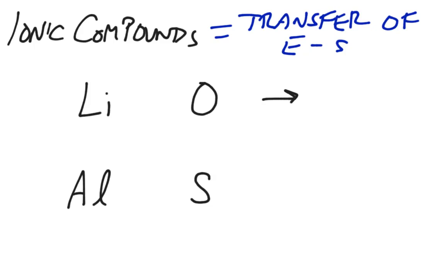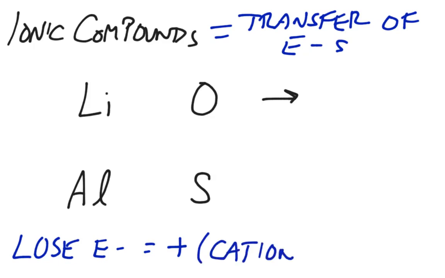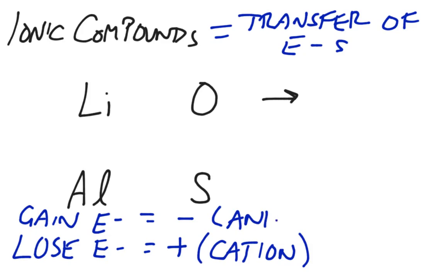When an atom loses electrons, it becomes positively charged. So lose electron equals positive, and that's called a cation. When an atom gains an electron, that makes it negative, and that's called an anion. When we form an ionic compound, we are going to combine the cations and the anions in a way that the overall net charge of the compound will equal 0.